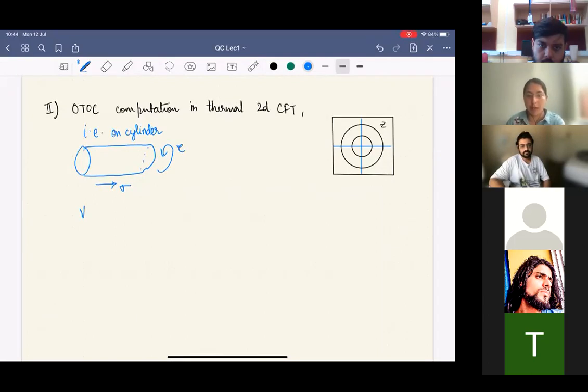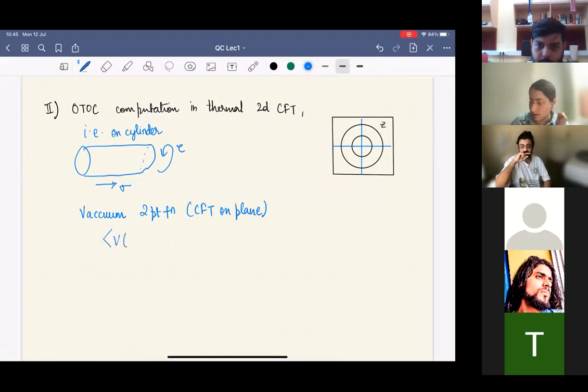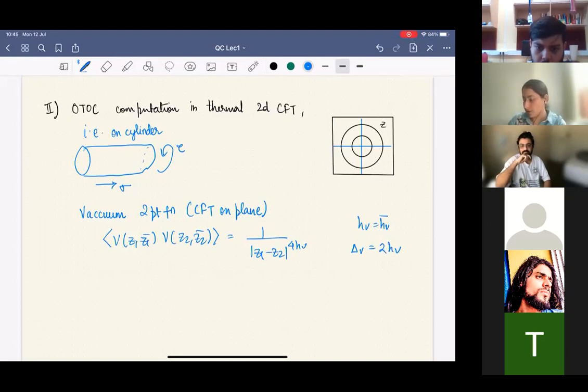First I will derive a 2-point function. I think this was one of Shauvik's exercises. Since I didn't see anybody solving it on Slack, I'm going to solve it here. The vacuum 2-point function you have already seen is something like this. The conformal dimension of these operators is 2 times the holomorphic dimension, and the holomorphic and the anti-holomorphic dimensions are the same.